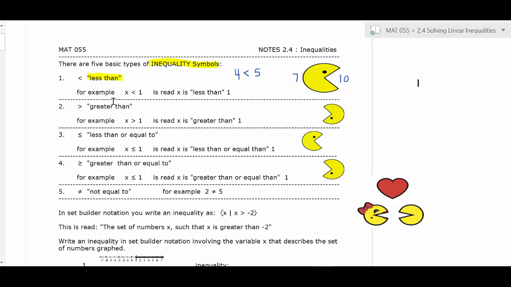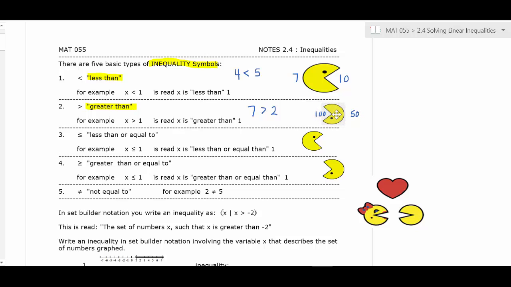So we also have greater than, and the greater than symbol, of course, looks like this. Again, you can think of something like 7 is greater than 2. In this case, let's say that you had 100 here and 50 there. Again, Pac-Man gobbles up the bigger number like that.